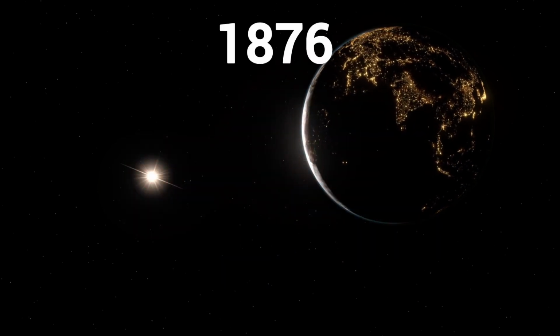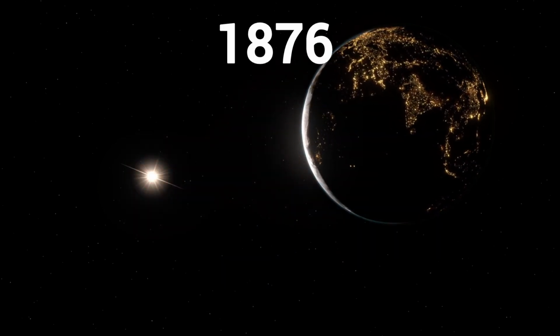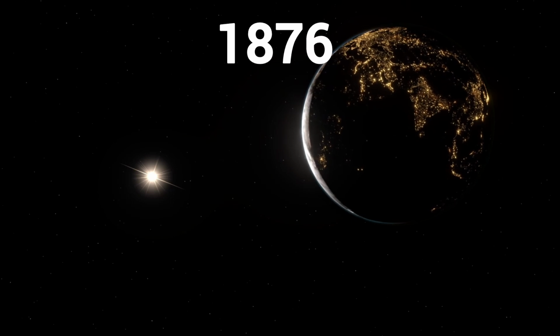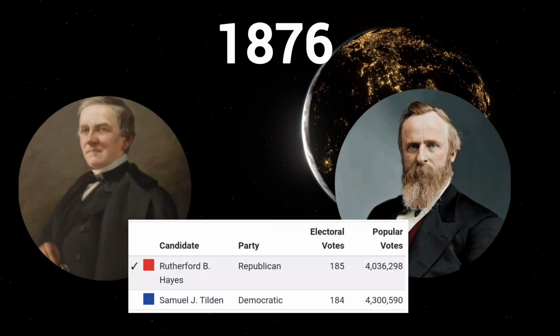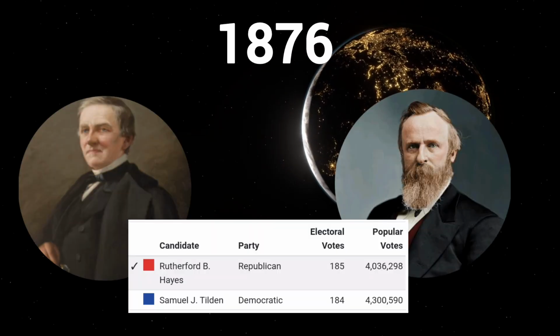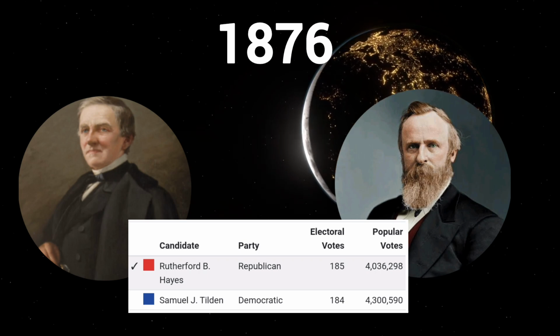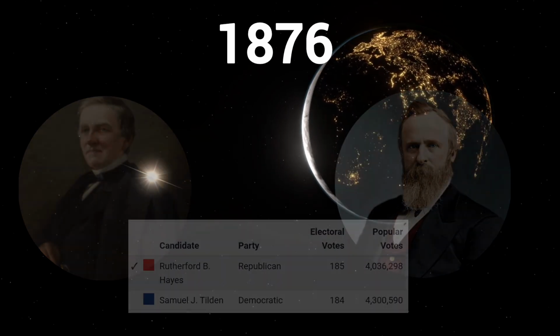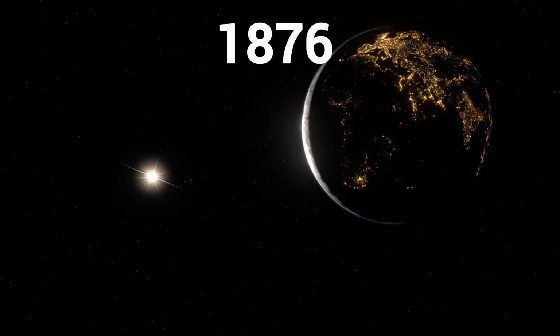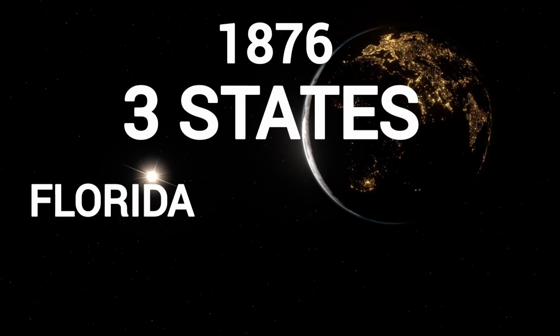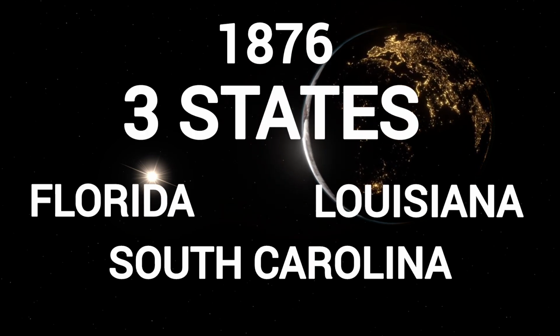The next election was one of the most disputed presidential elections in American history. Samuel Tilden outpolled Rutherford Hayes in the popular vote and had 184 electoral votes to Hayes' 165, with 20 votes uncounted. These 20 electoral votes were in dispute in 3 states, Florida, Louisiana, and South Carolina.